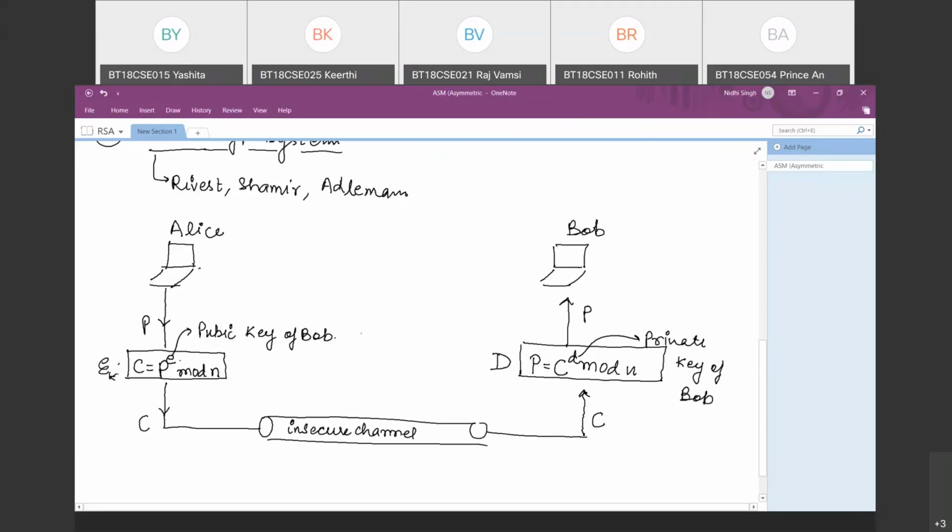It will not come out of thin air, I will have to apply some algorithm here. So that key generation algorithm works only on the side of Bob. So what is my key generation algorithm?